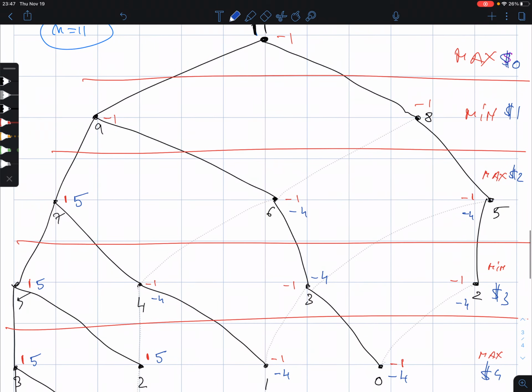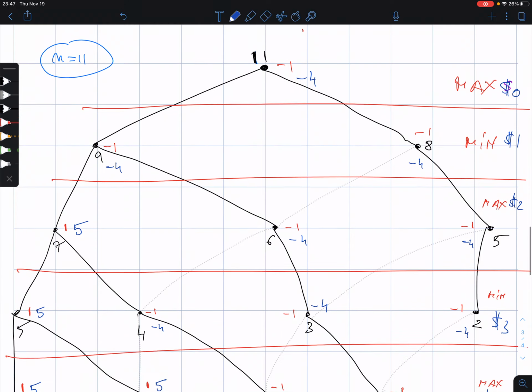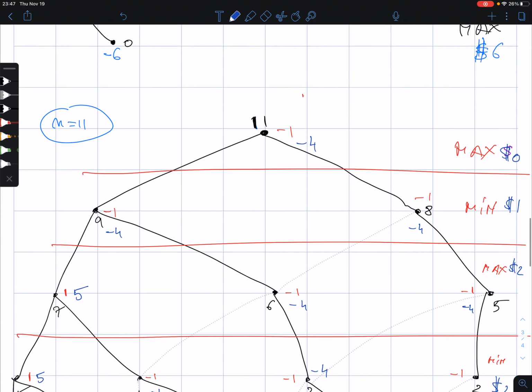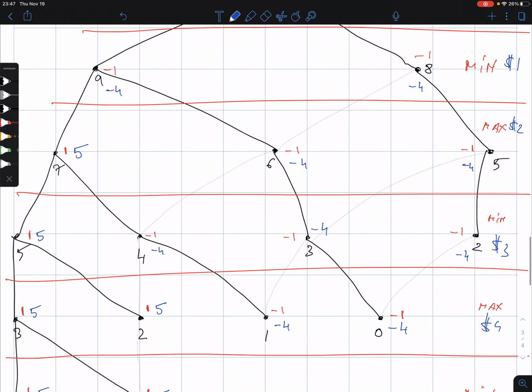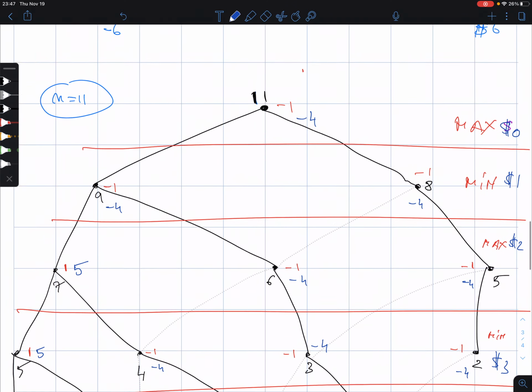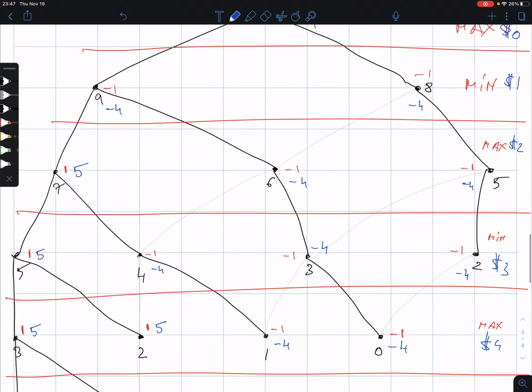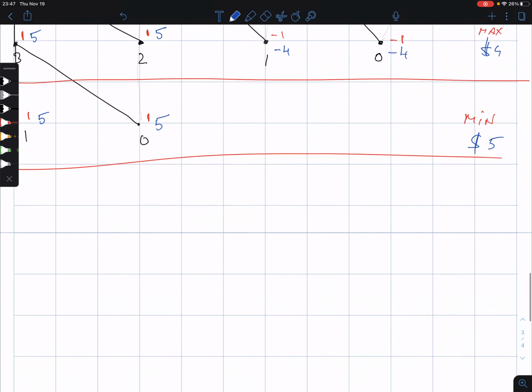Therefore, in the penultimate level, we have mins again. The minimum of these two is -4. And here, the minimum is also -4, so -4. So he has to lose $4. And if he's not careful, he could lose, well, yes, he always loses $4. He can only hope that the other guy screws up and he loses less, or he might win.